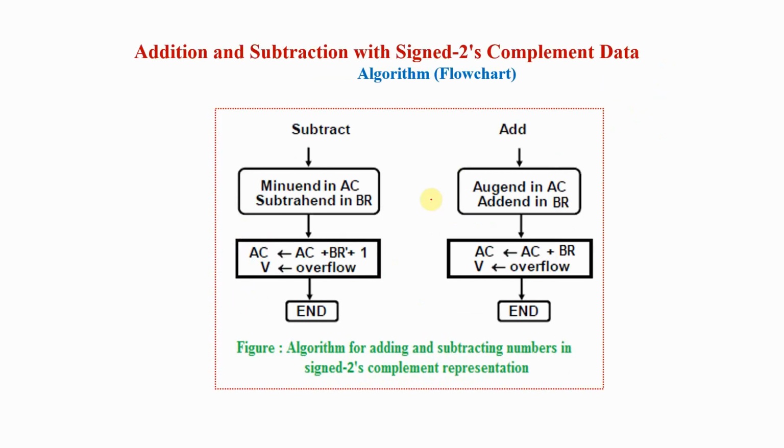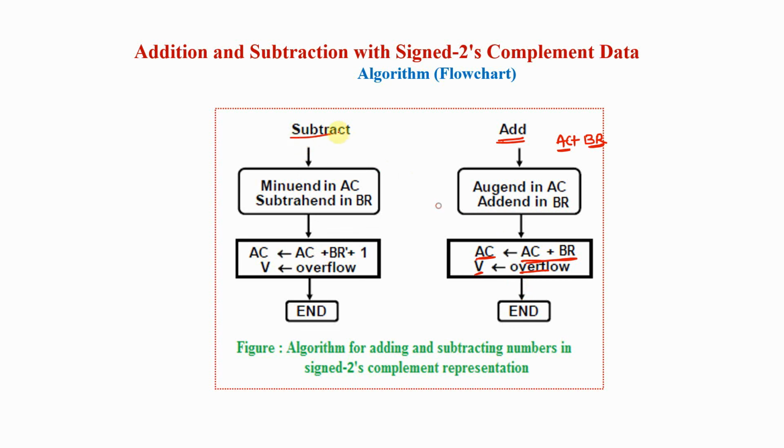When it comes to the flowcharts, look, it is a simple flowchart. Addition requires performing addition of two numbers, A plus B. The A value is in the AC register, the accumulator, and the B value is in the BR register. The A value in the AC register is called the augend, and the B value in the BR register is called the addend. Between them we perform addition and the result is stored back to the accumulator. If any overflow occurs, that will be stored into the V flip-flop, and the process ends.